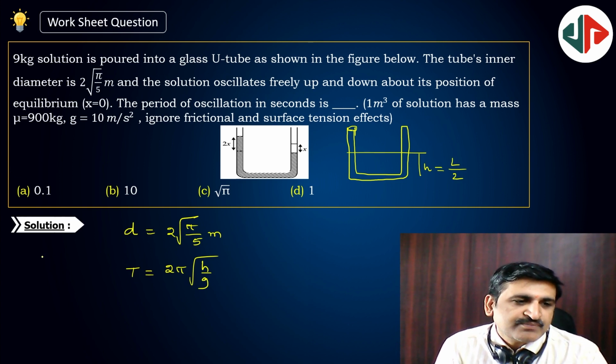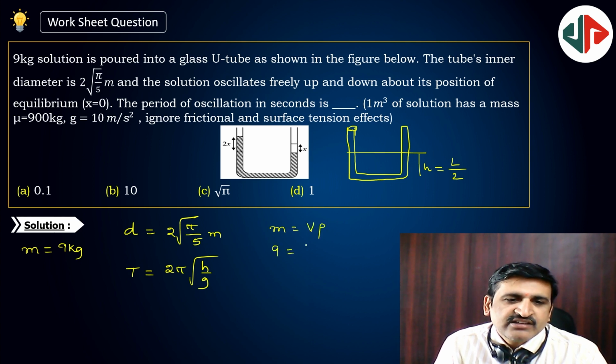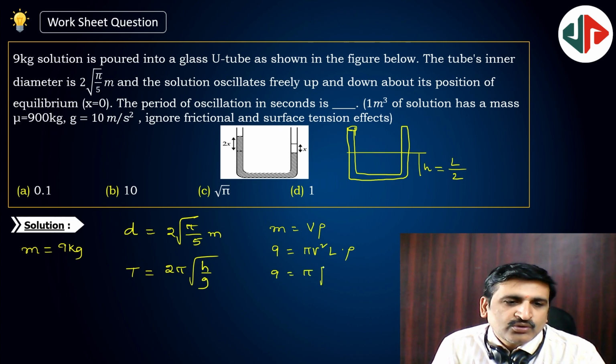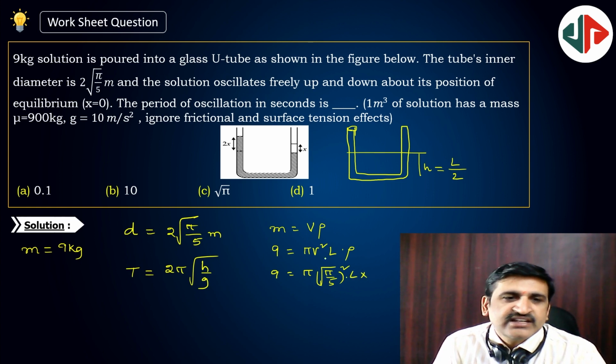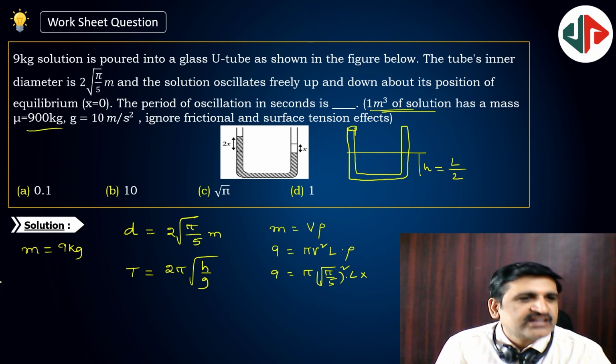He gave the mass, m is equal to 9 kg. Mass is equal to volume into density. Mass 9 kg, volume pi r square L, into density rho. So 9 is equal to pi into r, where r is root pi by 5, whole square, pi r square L into density. Diameter half is radius. 1 meter cube solution has a mass of 900 kg, that means 900 kg per meter cube, so density is 900.